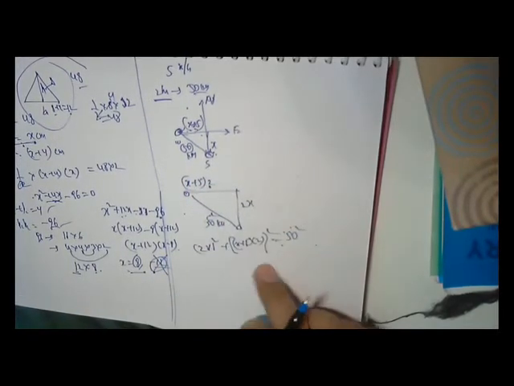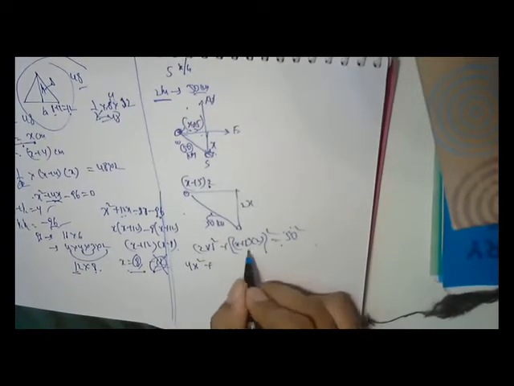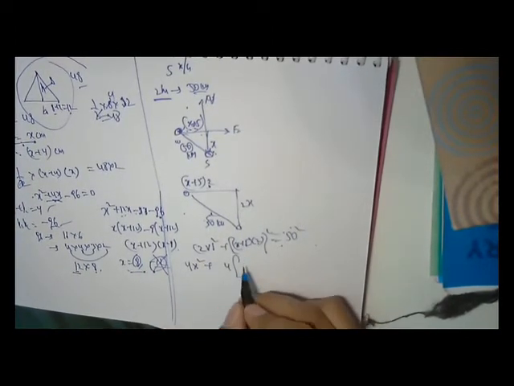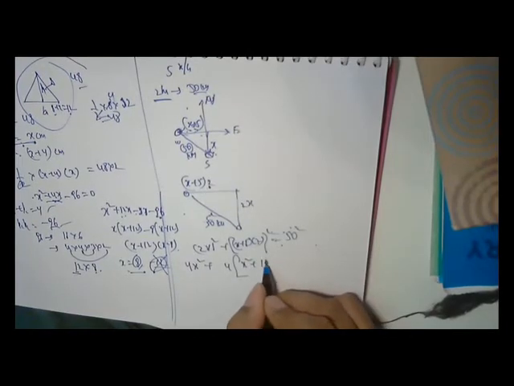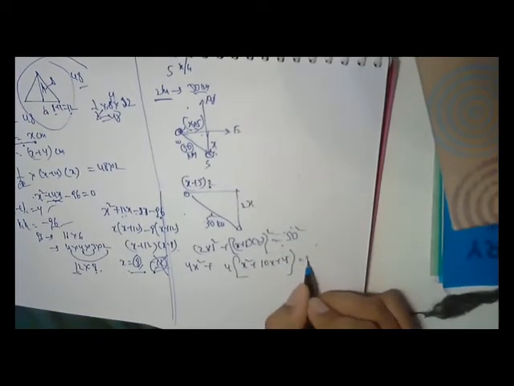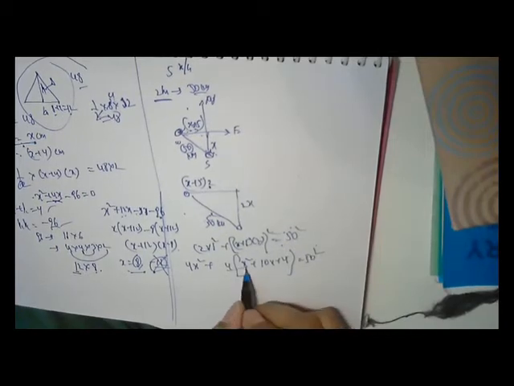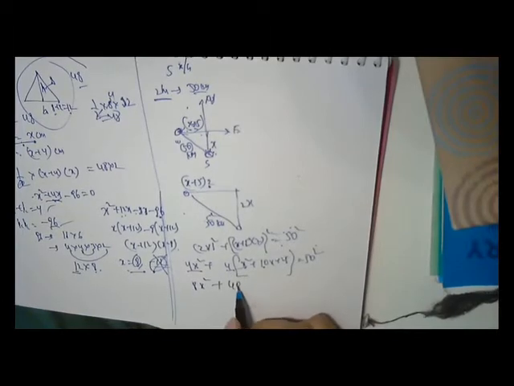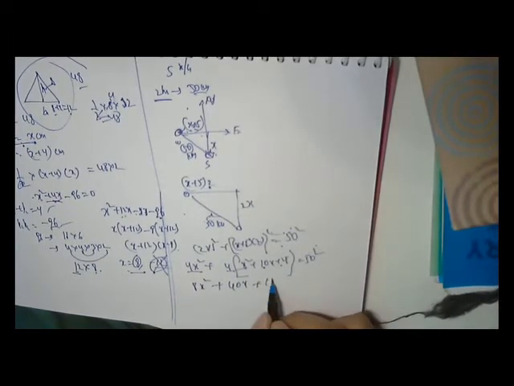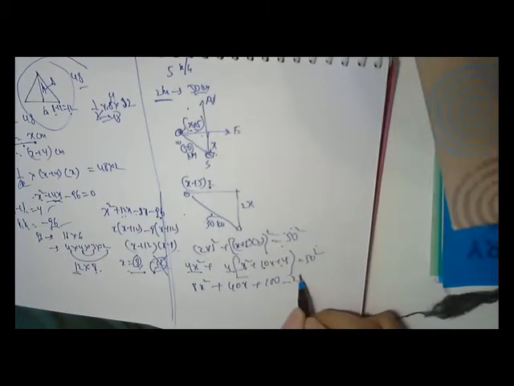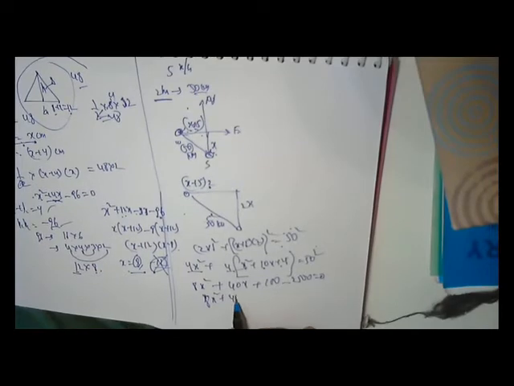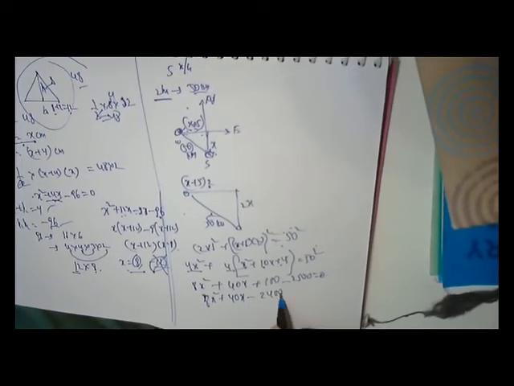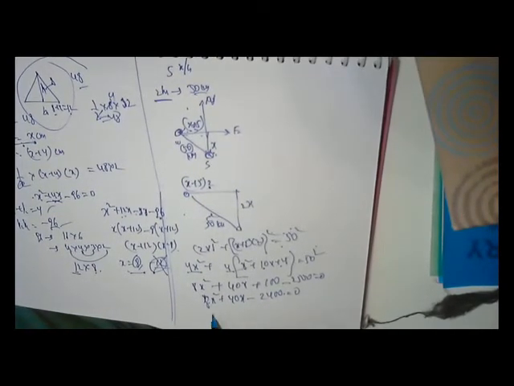A square plus b square, so I am expanding. 4x square, plus 2 square is 4 into x plus 5 whole square, that is x square plus 10x plus 25. So 4x square becomes 8x square plus 4 into 10, 40x, plus 4 into 25, 100, minus 50 square, 2500. So that is equal to 8x square plus 40x minus 2400 is equal to 0. So 8 is a common factor. I am taking out 8: x square plus 5x minus 300.